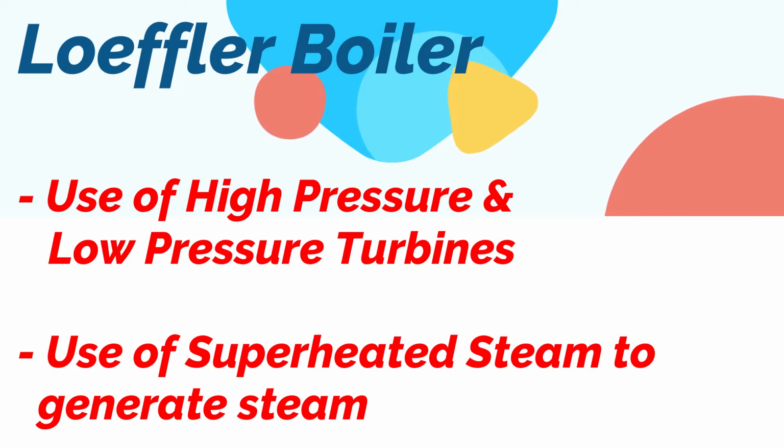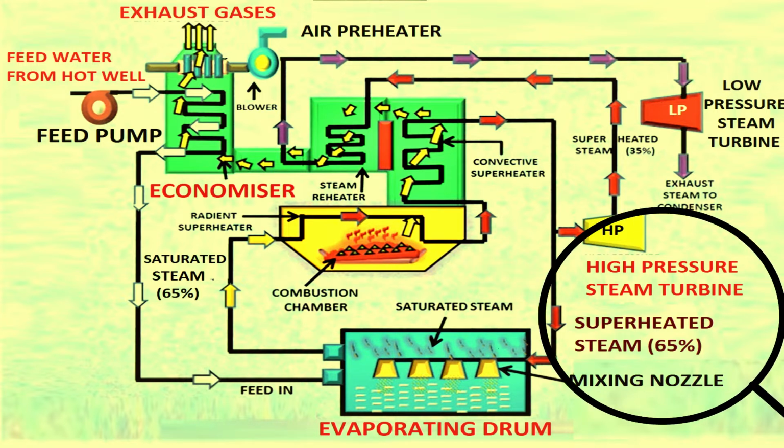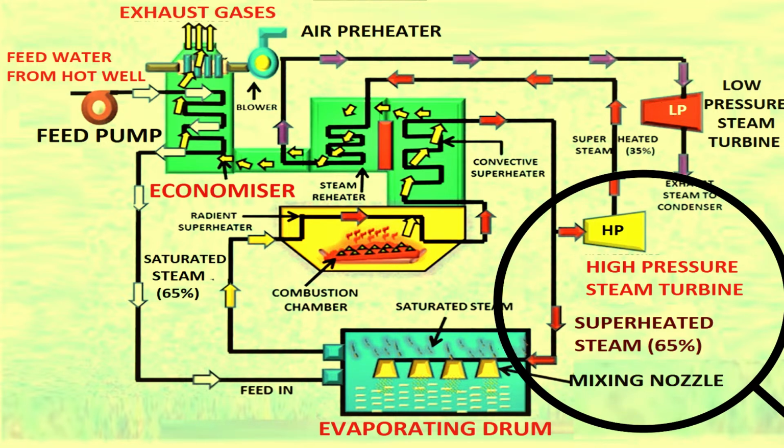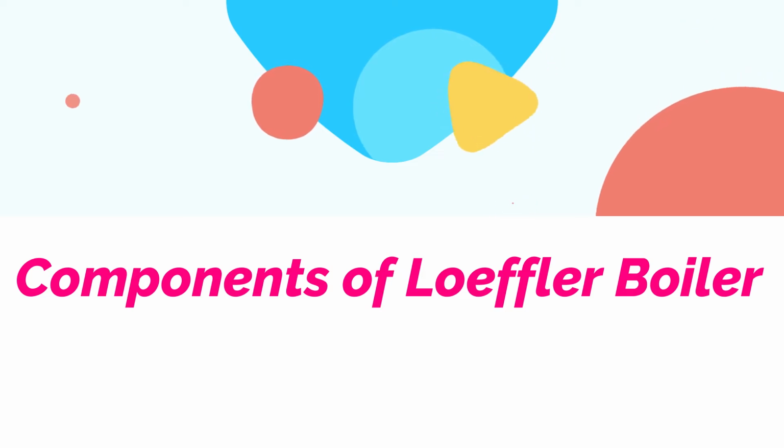The principle behind the working of Loeffler boiler is evaporation of feed water by means of superheated steam from the superheater. This prevents any soot deposition, since Loeffler boilers are used for marine application. In this boiler we can also use saline water for its operation. Now we will discuss the basic components of Loeffler boiler.